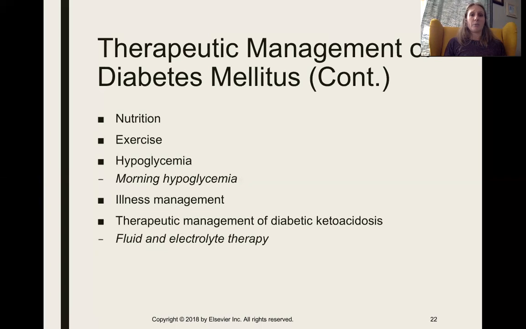For exercise, we want to encourage exercise with type 1 diabetes, just like any other child. And in type 2, exercise is going to be key, and nutrition is key. But in type 1, with the exercise, we are going to educate these families that they're going to need to adjust their food based off of how much exercise. The more they exercise, the more food they're going to need to eat.